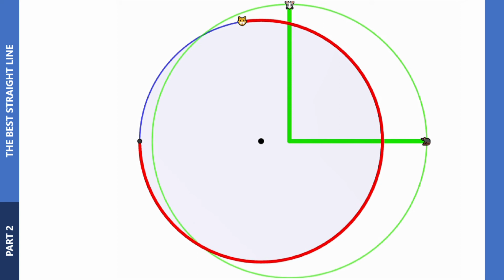Therefore, the solution proposed by Numberphile is the worst possible straight line. Let's now calculate how much better our mouse is compared to the Numberphile's one. For that, we want to calculate the maximum speed ratio between the cat and the mouse for which the mouse can still escape. And this for both strategies.